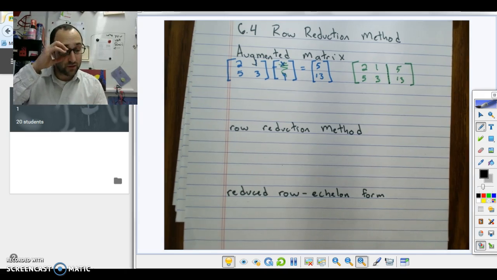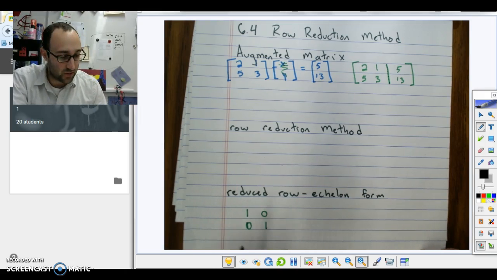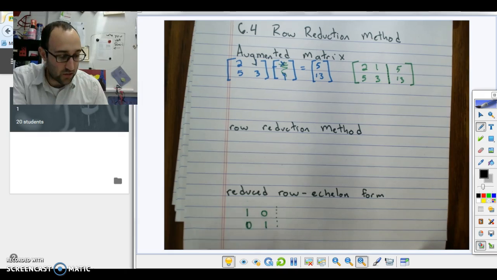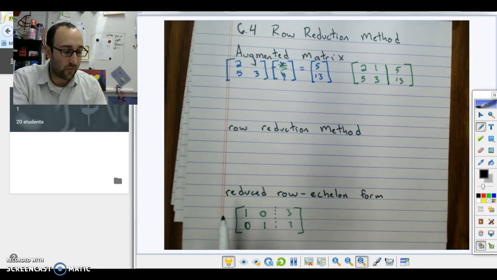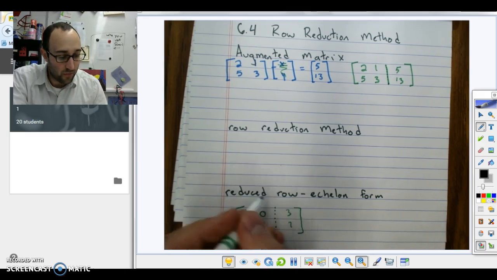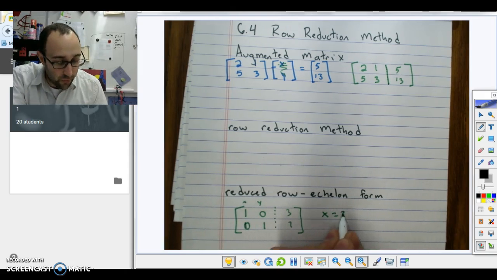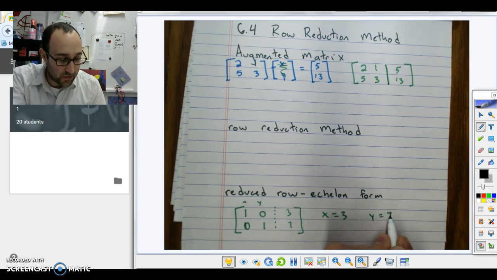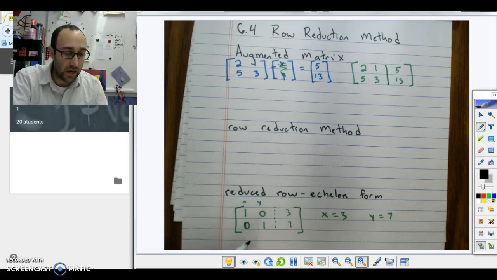Reduced row echelon form basically means you have ones along the main diagonal and zeros everywhere else. So if it's a 2 by 2, and we have this dashed line, and let's say it was 3, 7, reduced row echelon form means that this one is a 1, this one's a 0. So that tells you, remember in the equations, these would be x's and these would be y's. That means x would equal 3, and y would equal 7. So the row reduction method is a way to get to this point.